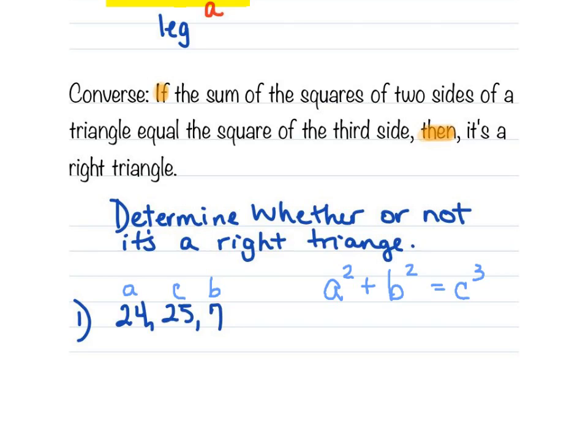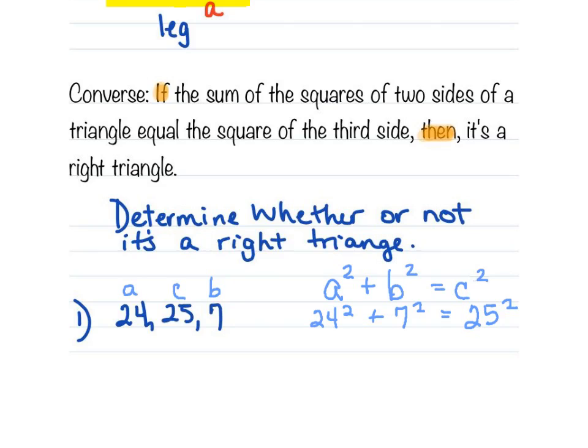So let's plug into the Pythagorean theorem. A squared would be 24 squared. B squared would be 7 squared. And that's supposed to equal C squared, which is 25 squared.